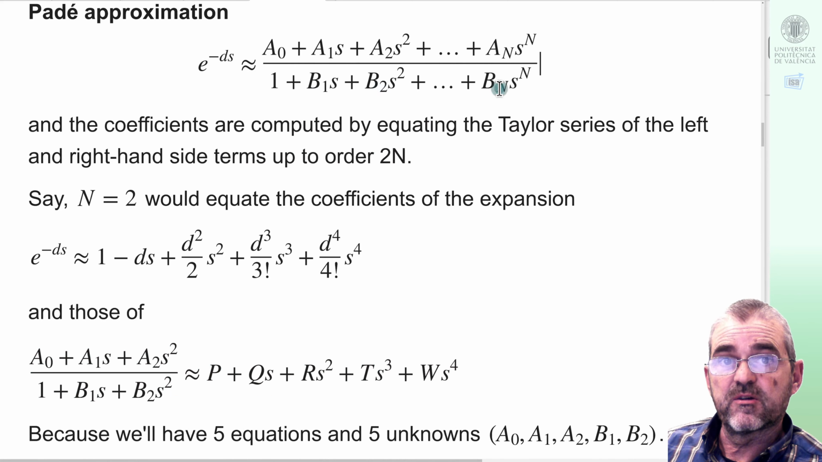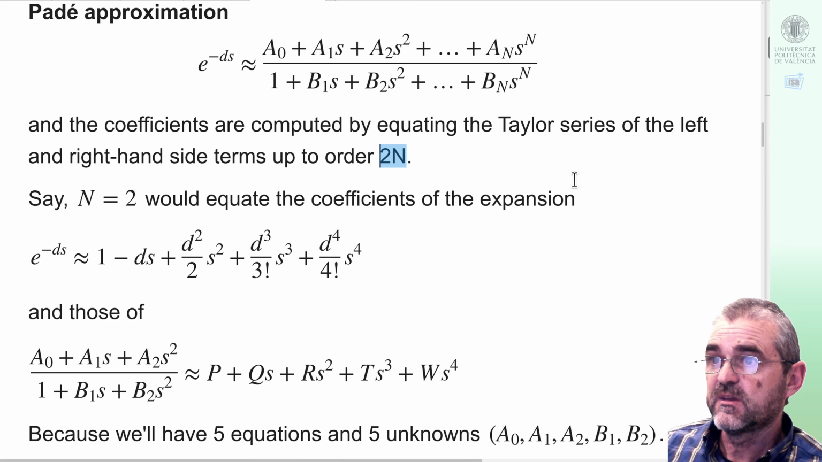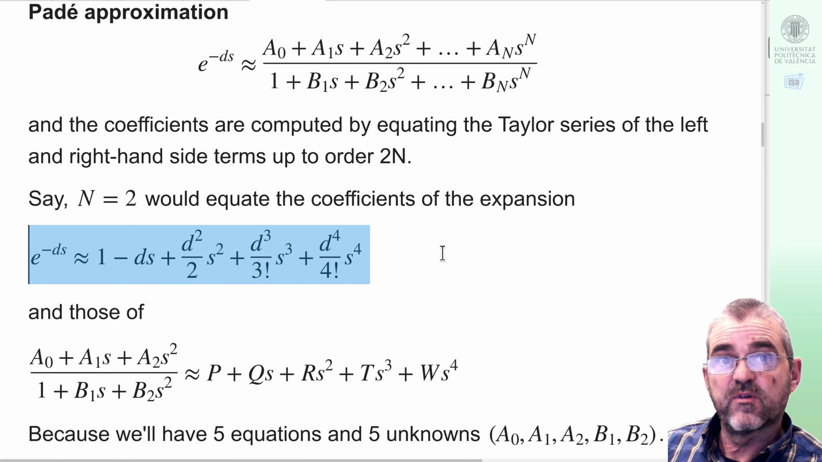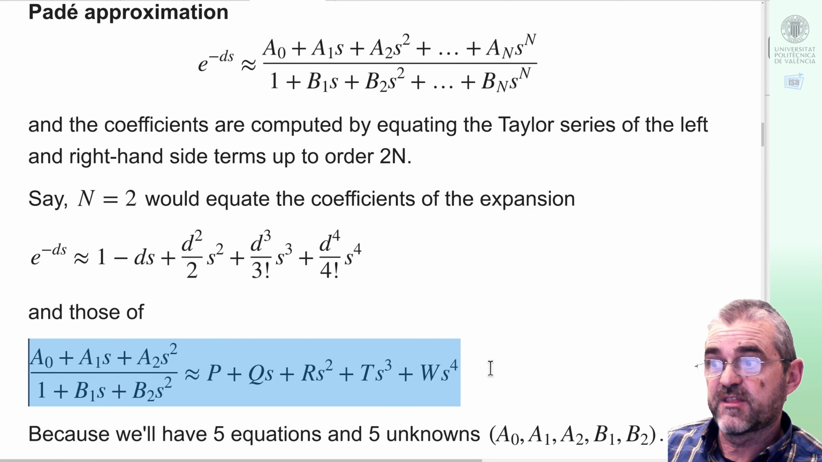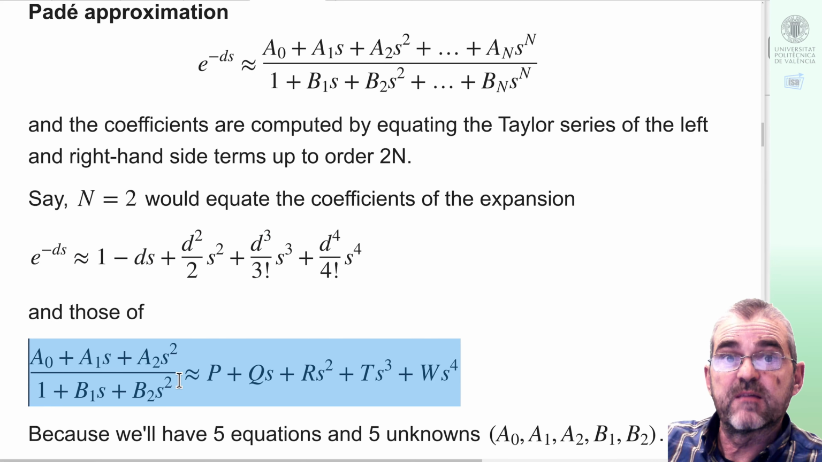As we have n unknowns in the denominator and n plus 1 in the numerator, the degree needed in order to have an equal number of unknowns and equations is the polynomial of degree 2n, the Taylor series, with 2n plus 1 terms. So with n equal to 2, this fourth degree polynomial approximating the exponential and the Taylor series of this fraction, computing the derivatives first, second, third, and fourth at s equals 0, then it will give me p, q, r, t, and w as functions of the a and b unknowns, and then I will be able to solve.